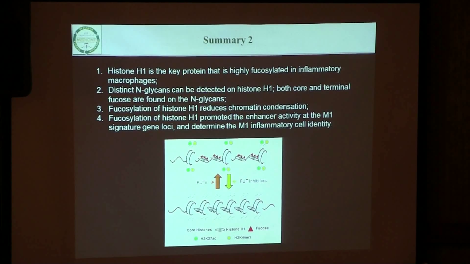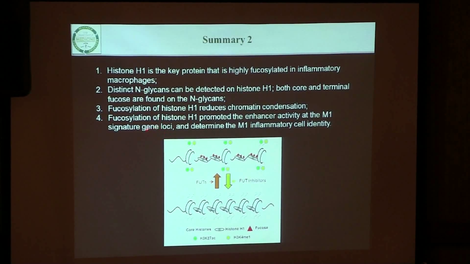So histone H1 is the key protein that's highly fucosylated in inflammatory macrophages, and different glycans can be detected on H1, including core and terminal fucose. Fucosylation of H1 reduces chromatin condensation. Fucosylation of H1 promotes the enhancer activity at the M1 signature gene loci and determines the M1 inflammatory cell identity.